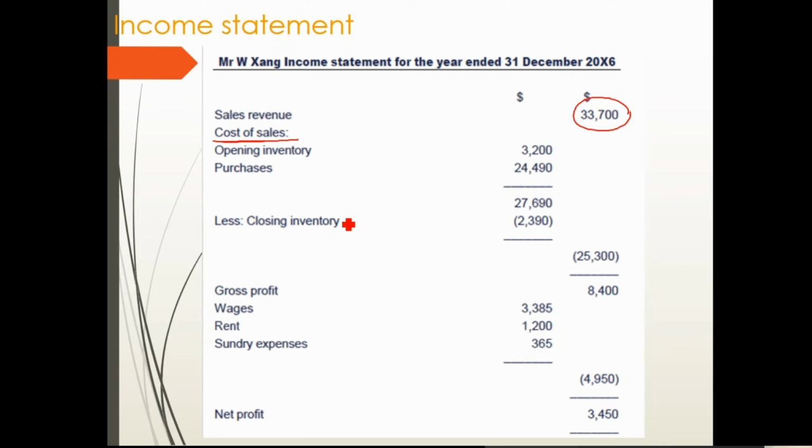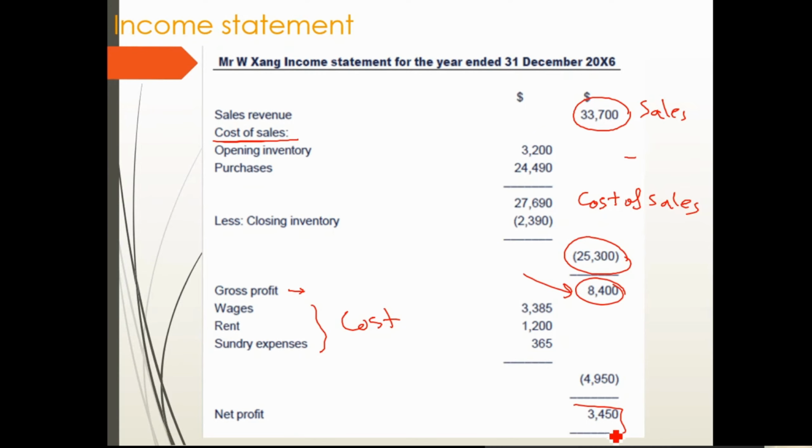Then we deduct the cost of sales. Okay. Then we have our gross profit, which is the sales minus cost of sales. Then we will deduct the rest of the costs. Then we will reach the net profit. If you notice, those numbers are between brackets. Brackets mean minus. When we put any number between brackets, it means minus.